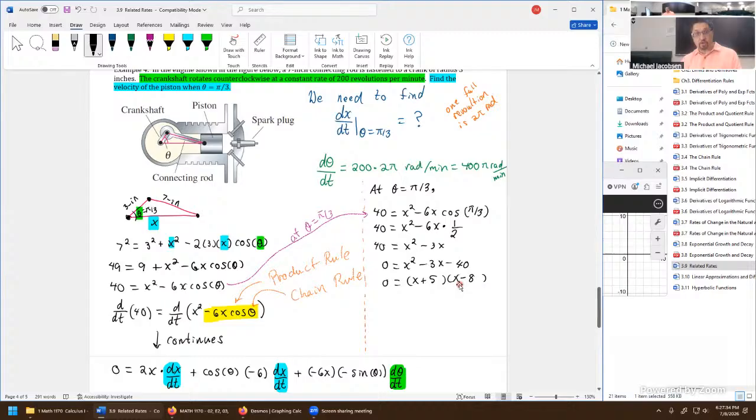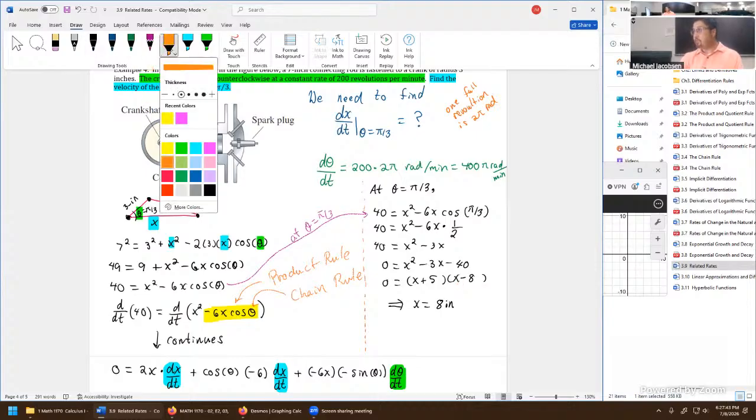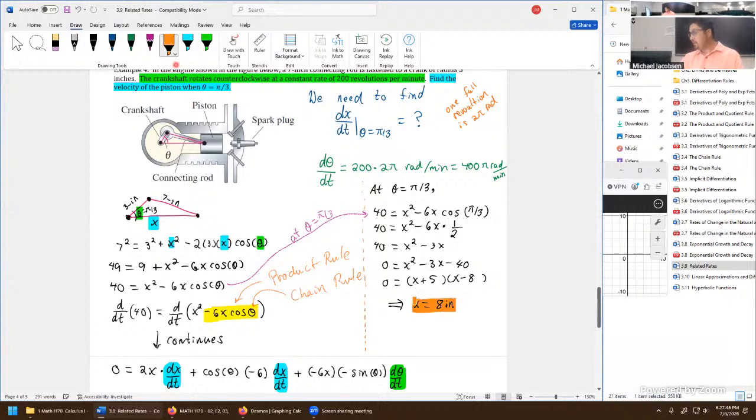That balances the equation 0 equals 0. So that equation implies x equals 8 inches. And that provides us something new we can substitute in. We're only interested at pi over 3. And at pi over 3, we now also have a value for x at the same time.